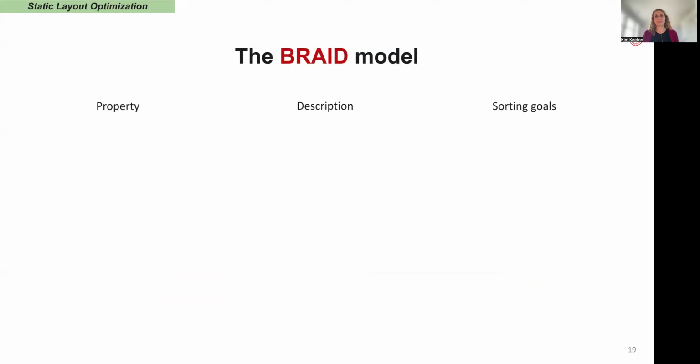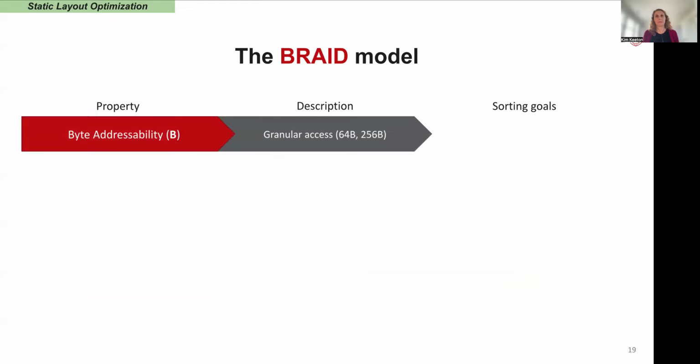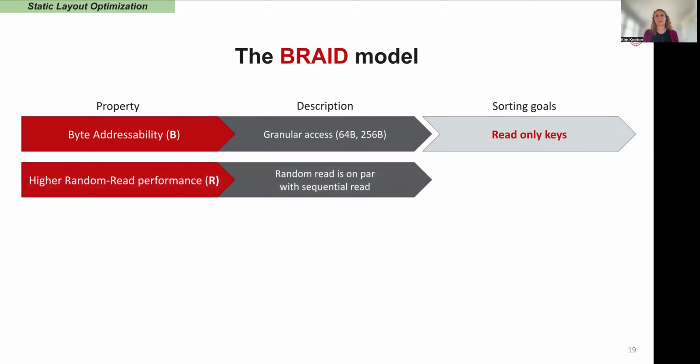Okay, so how did we do this? We did this by first modeling the device. What are the important parts of the device that we should care about? Byte addressability, as we've talked about. The sorting goal for that would be to read only the keys because of our setup. Higher random read performance, as we know. So random reads are almost on par with sequential reads. So how about we do random reads of keys and values and bring them only when needed?